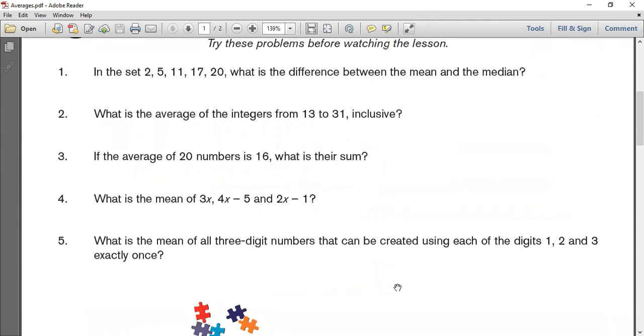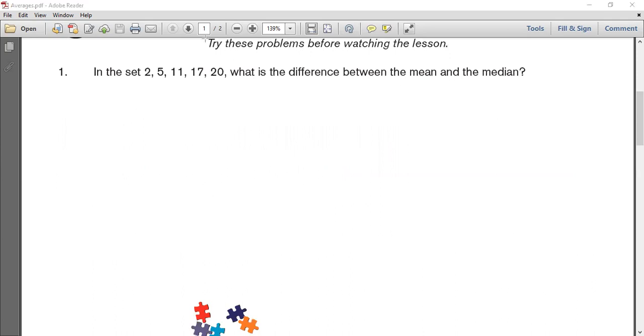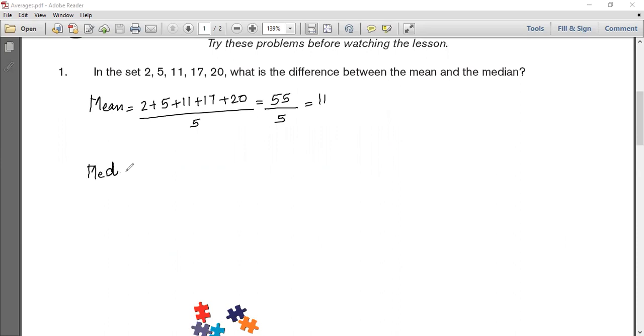In the set 2, 5, 11, 17 and 20, what is the difference between the mean and the median? Let's start. Now, what is the formula for mean? Mean is the sum of all observations over the number of observations. So I will get 55 over 5, that is 11. So this is the mean, and median is the middle value.